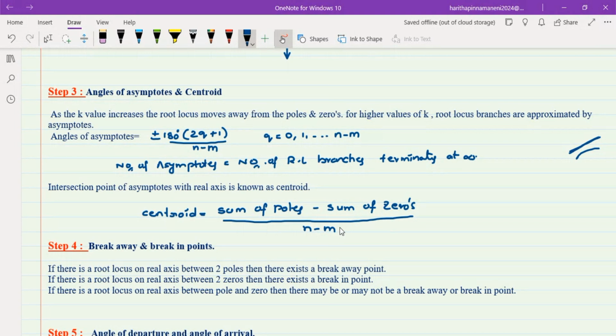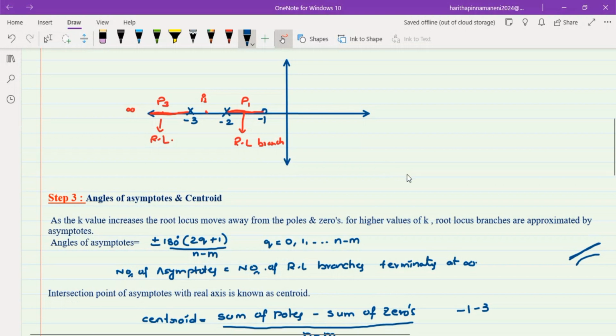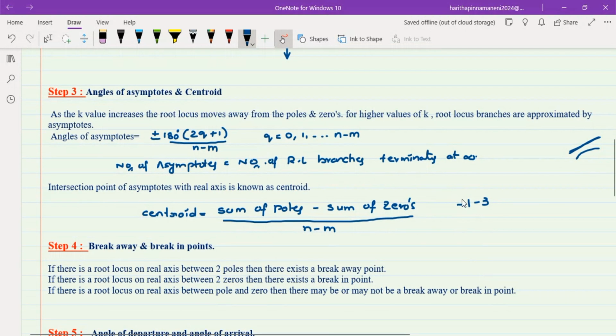Sum of poles means what are the poles in the above example? We have minus 1, minus 3 are the poles. Is it minus 1, minus 3? Okay, minus 2, minus 3 are the poles. So sum of poles means minus 2, minus 3, minus sum of zeros. What is the zero value we have? Minus 1, by number of poles, 2, minus number of zeros, 1. So like this you can find the centroid: sum of poles minus sum of zeros by n minus m.